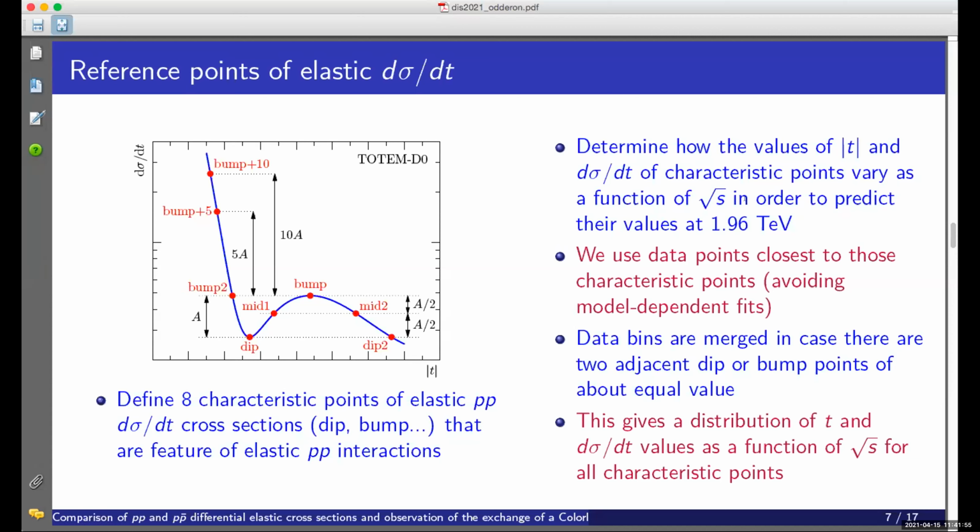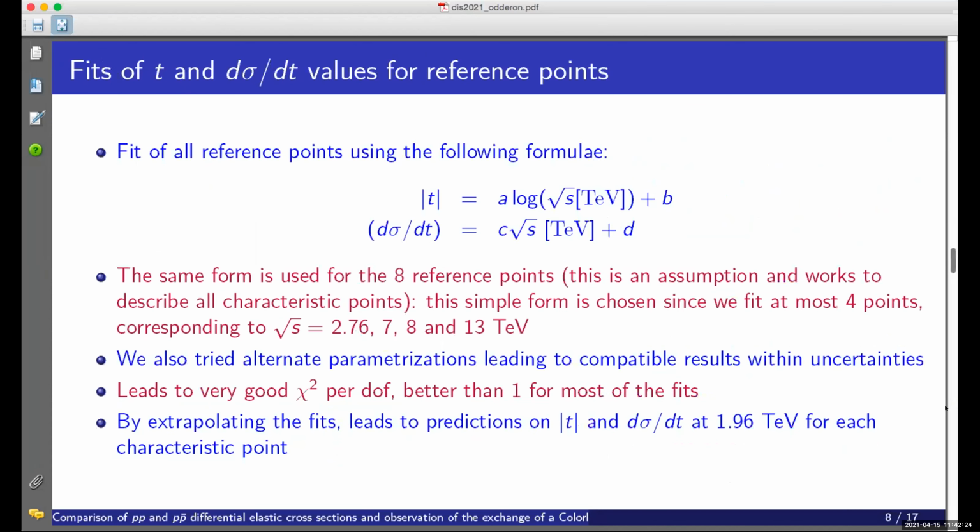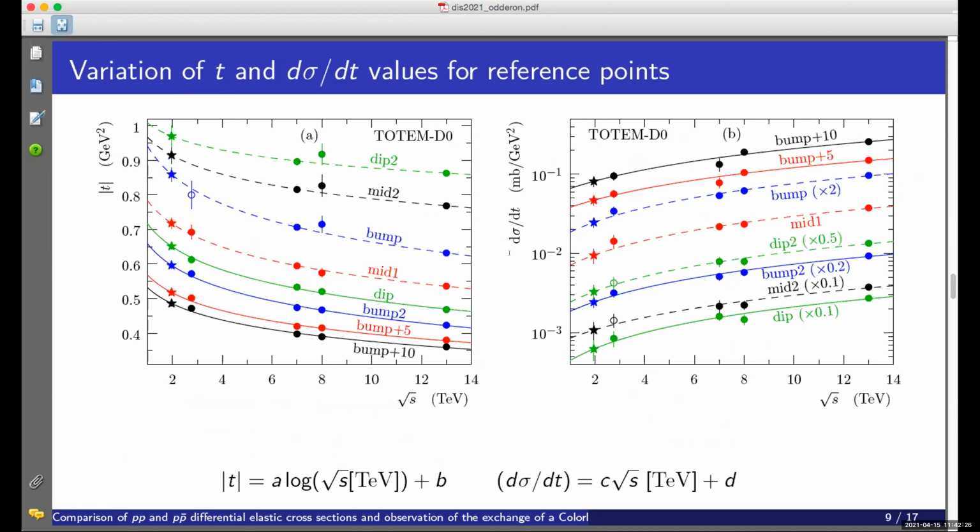So from this point of view, we also use data points directly. Of course we don't have exactly the bump, but the data point is close to the bump, for instance to the left, so we use the data points that are closest to those characteristic points. This again avoids model dependencies. And in case we have two adjacent dip and bump points, for instance, of about equal value, we merge the data bins.